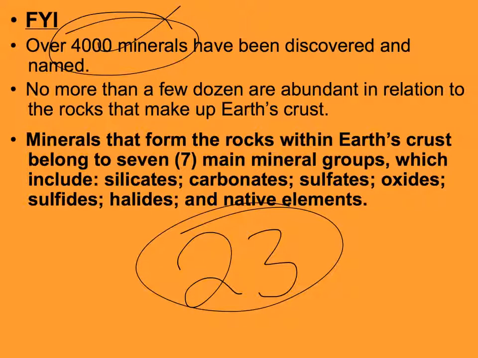Now, the beauty is, every single mineral is classified into a group, a mineral group, and there's only 7 mineral groups. So if you were to find a new mineral in the St. John's area that has never been discovered ever before, the first thing that you would do is study the properties of that mineral and group it into one of these 7 groups. So it's either a silicate or a carbonate or a sulfate or an oxide or a sulfide or a halide or a native element.